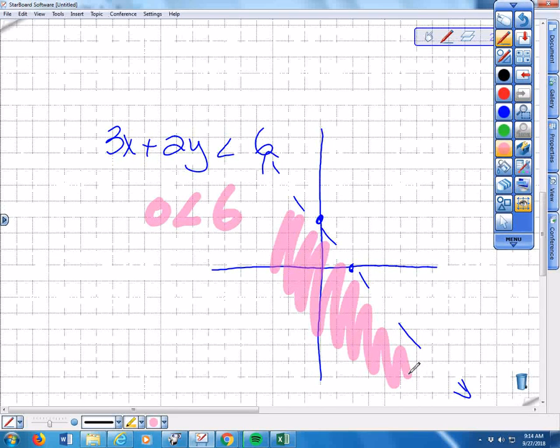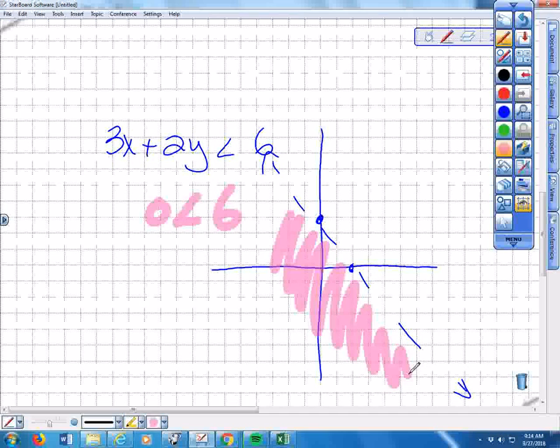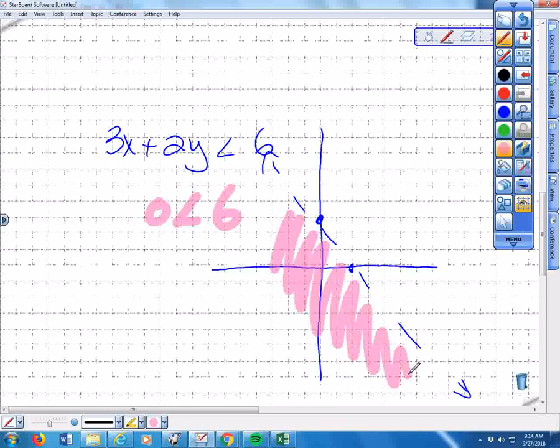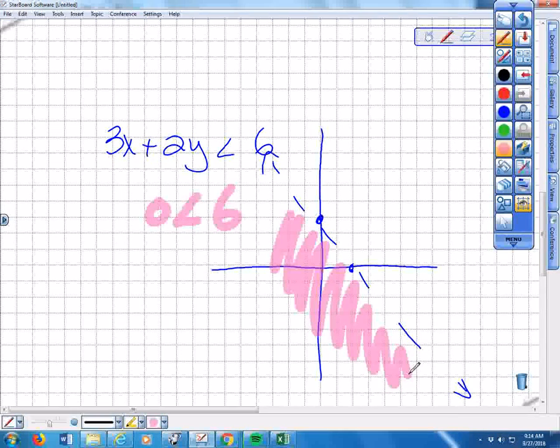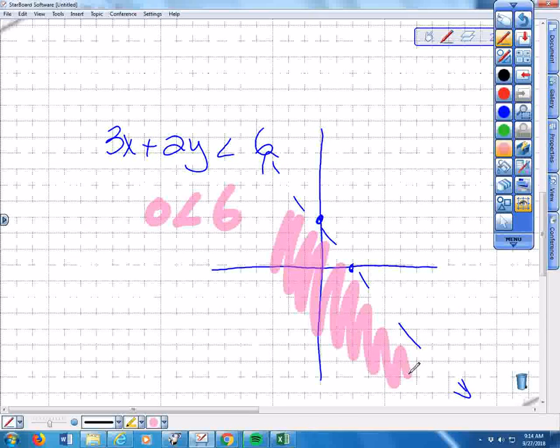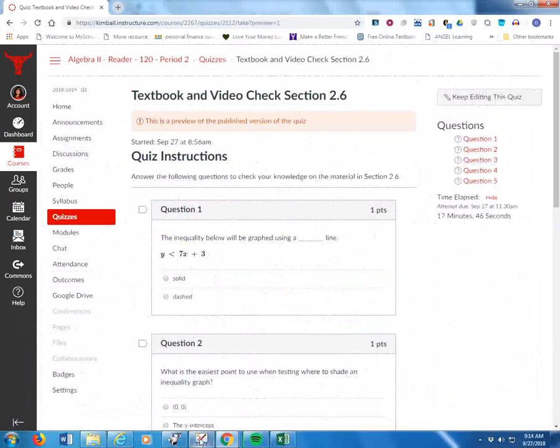Good? So if it is equal, if 0 is included, you're going to shade the bottom half right now, right? Yes, that's what I did. Okay, so let's look at the textbook check.